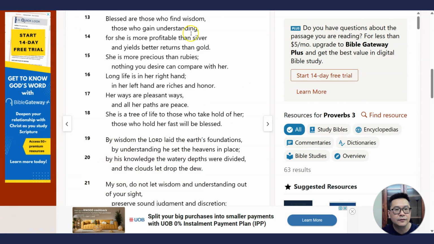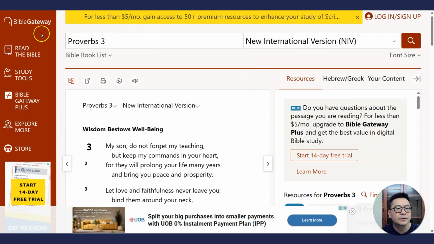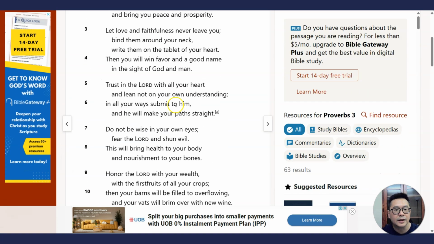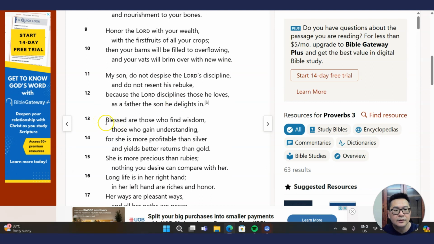So before I end this, I would like to leave you with some thoughts about wisdom. You can go to Proverbs chapter 3, wisdom from the Bible Gateway. Verse 13: Blessed are those who find wisdom, those who gain understanding, for she is more profitable than silver and yields better returns than gold. She is more precious than rubies. Nothing you desire can compare with her.